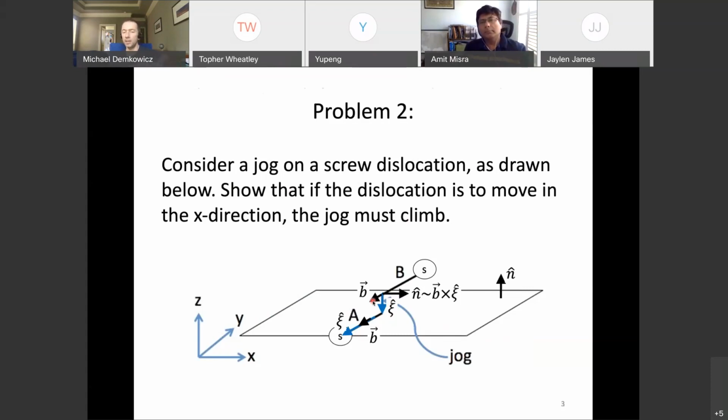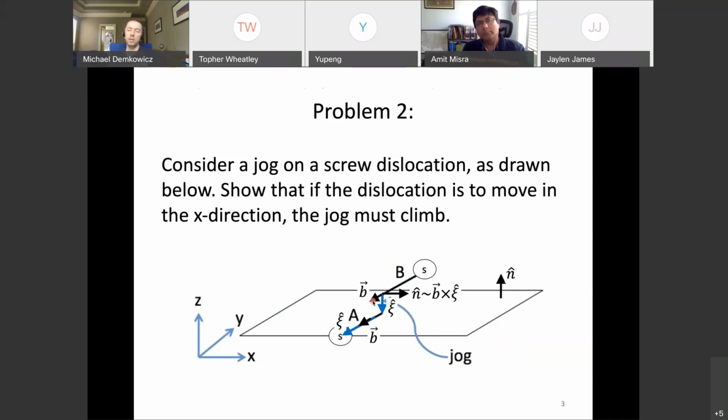So if that jog is going to move to the right, that means it's going to be moving perpendicular to its glide plane, which is climb. So that's it. You just use what you know about line directions and Burgers vectors to figure out what the normal to the glide plane is, and immediately you know that for this jog to move, it has to climb.